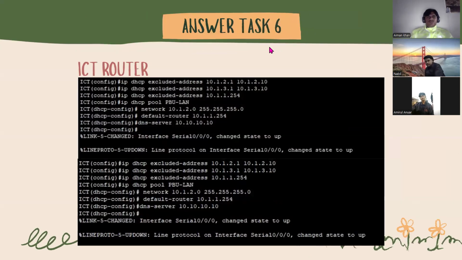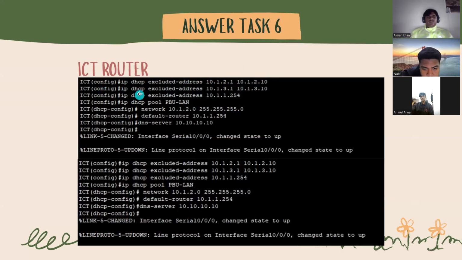So we are going to the ICT router. For the ICT router, we are going to put the configuration as ip dhcp excluded-address 10.1.2.1 10.1.2.10. Moving on to the next one, ip dhcp excluded-address 10.1.3.1 10.1.3.10. And then the next one is also ip dhcp excluded-address 10.1.1.254. So this is the default gateway for the DHCP.